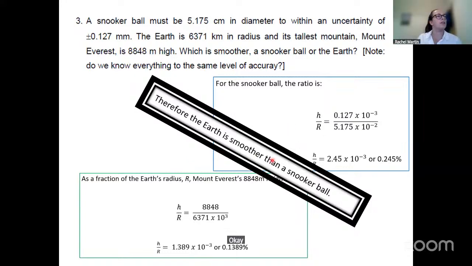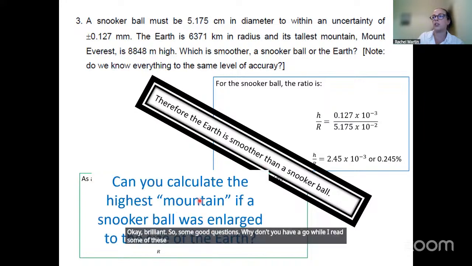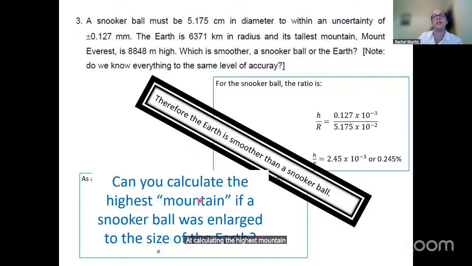Okay, brilliant. So some good questions. Why don't you have a go while I read some of these questions at calculating the highest mountain if a snooker ball was enlarged to the size of the Earth? So that's the next step on that question.